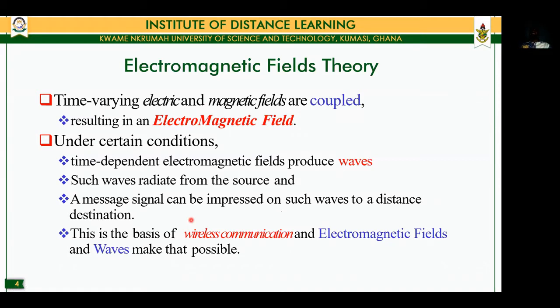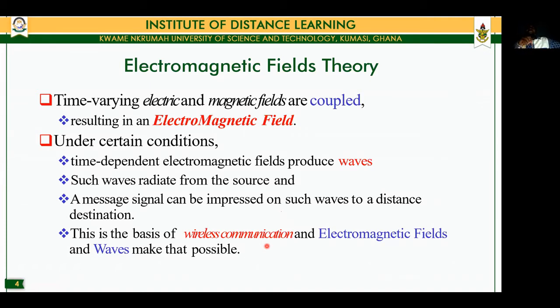Because if you observe a wave on the sea that starts from very far away, it can propagate all the way to the seashore. Same way, the electric field and the magnetic field that are coupled together can propagate as a wave from the source to a distant location. And therefore, we can impress a message signal on this wave and allow the wave to carry it from one point to another. And this is the basis for wireless communication. So it is electromagnetic fields and waves that make wireless communication possible. In other words, this course is the basis for understanding wireless communication.